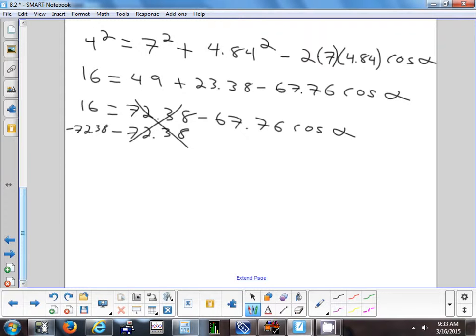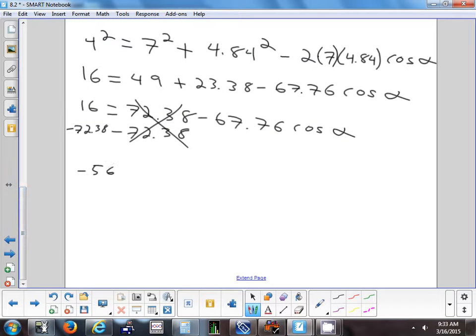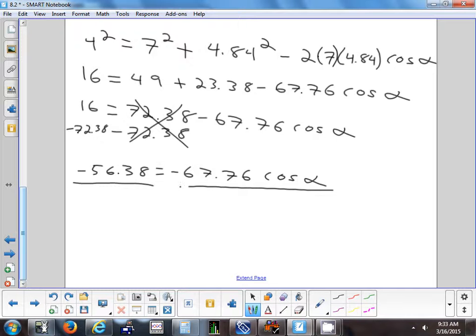So that cancels. Now we've got 16 minus 72.38. Oops, 16. So you get negative 56.38 equals negative 67.76 cosine alpha. Okay, Lasan, what's my next step? Divide by 67.76. One more time, divide by what? Negative 67.76. Yeah, divide by negative 67.76.